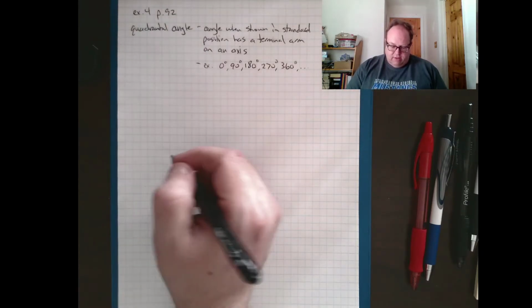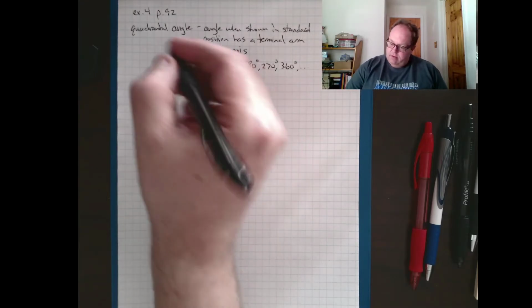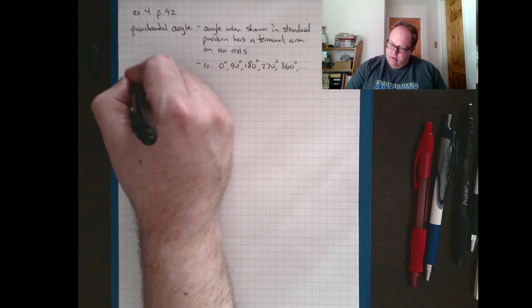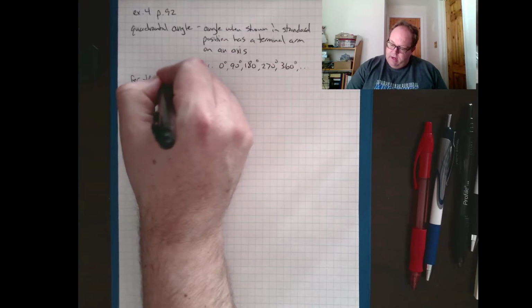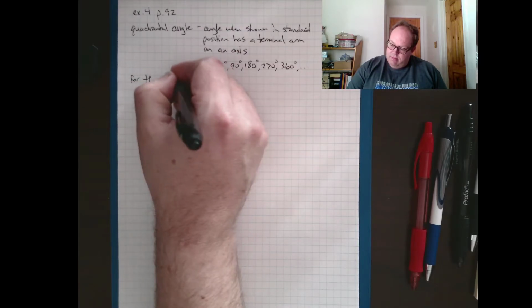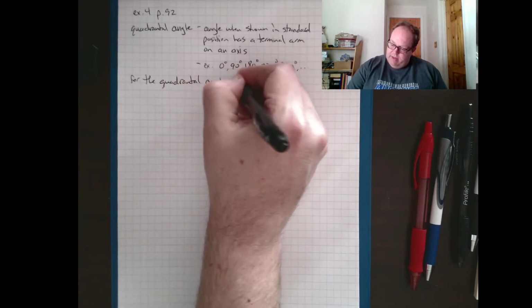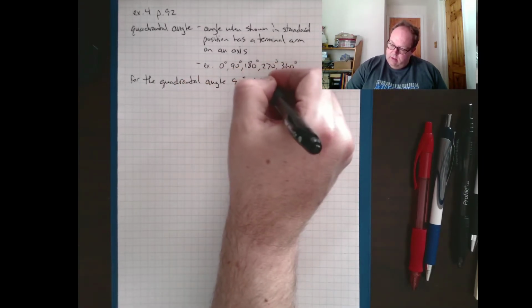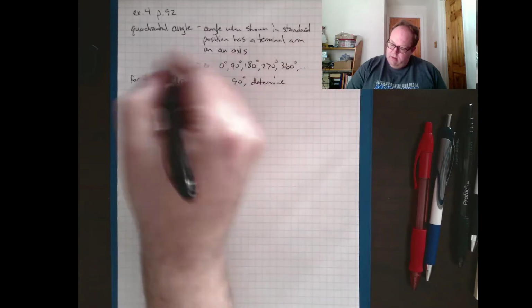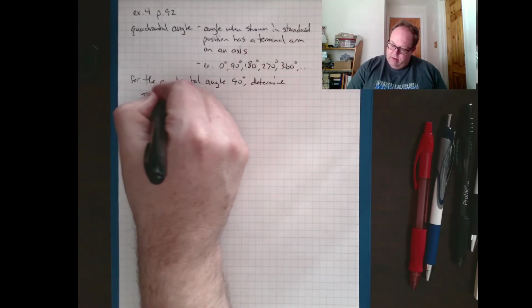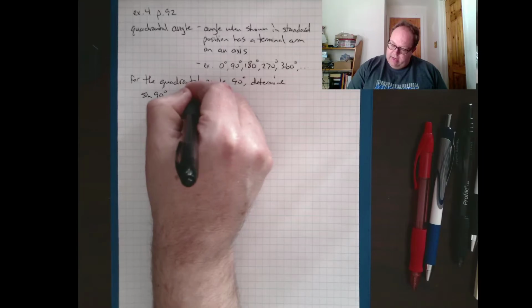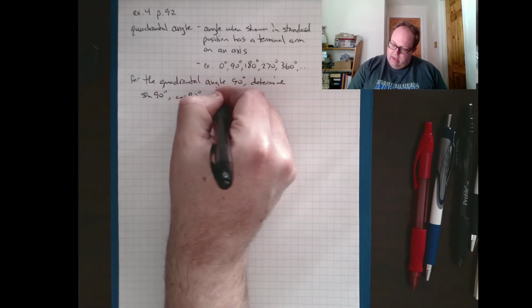And in this particular example, we are asked for the quadrantal angle 90 degrees, determine sine, cosine, and tangent.